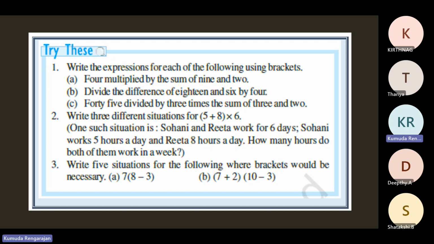Okay, let me say, I was just saying that when there is no sign between the brackets, it means it's multiplication. Here also, there is no sign, so it means it is multiplication. 7 multiplied by 8 minus 3. Yes, children, I want you to think of situations that can be represented by this mathematical expression. These are called mathematical expressions.